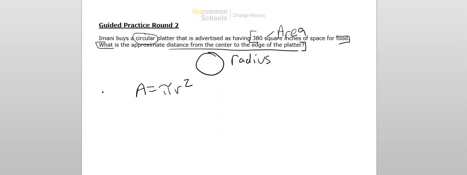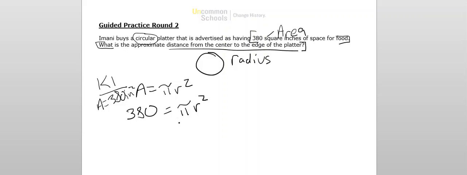Okay, so I know my key info, right? I know that my area is equal to 380 inches squared, and I know my formula for area. So I'm going to go 380 is equal to pi r squared. Oh boy, what do I do? Because I'm not really sure. Why did the pi disappear?